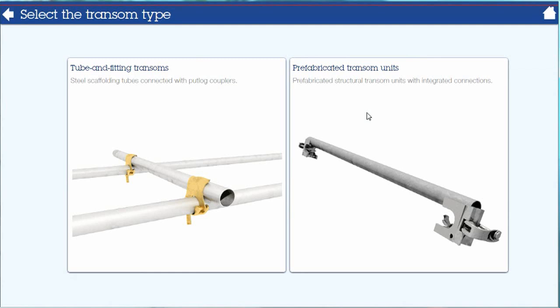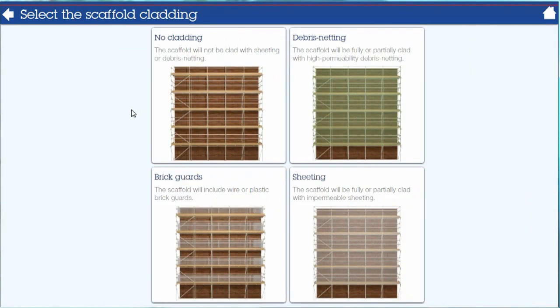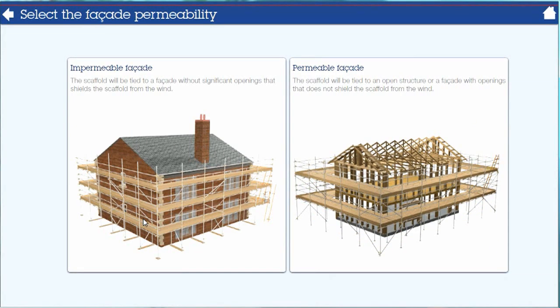Now we choose the transom type. We have options of a prefabricated transom unit or a conventional tube and fitting transom. We'll choose the tube and fitting transom. Now we choose how our scaffold is going to be clad. Is it unclad, brick guarded, debris netted or solid sheeted? We'll choose a brick guarded option. Now we have to consider the facade itself. Is it a solid impermeable facade or a permeable facade that the wind can flow through? We'll choose a solid facade option.